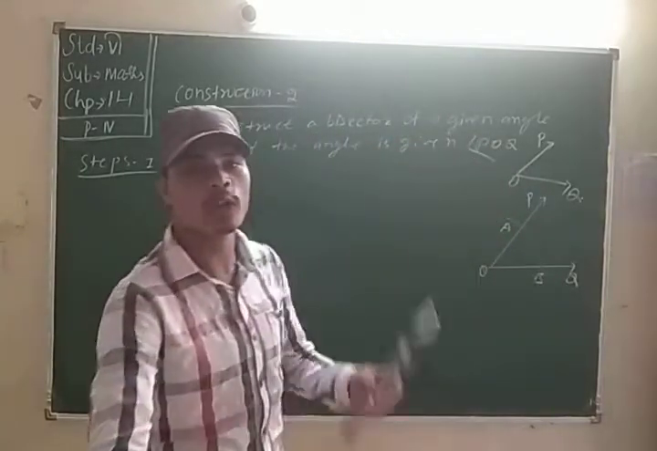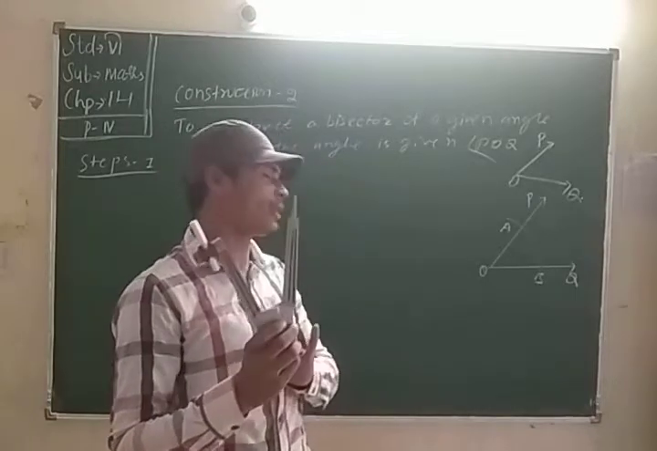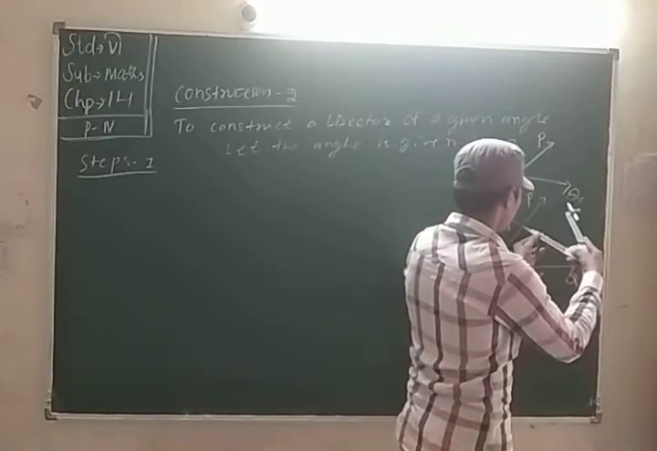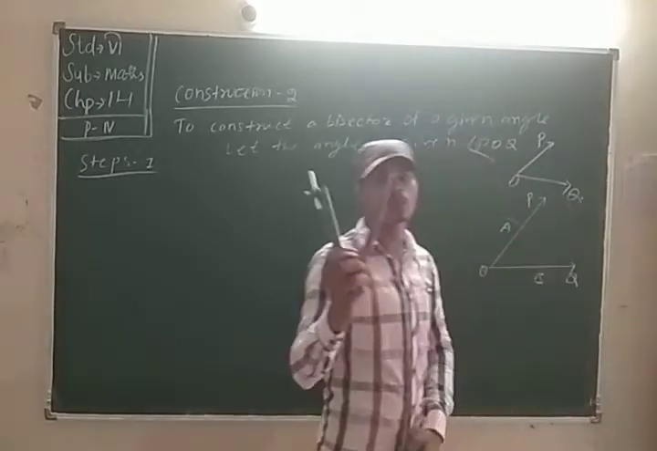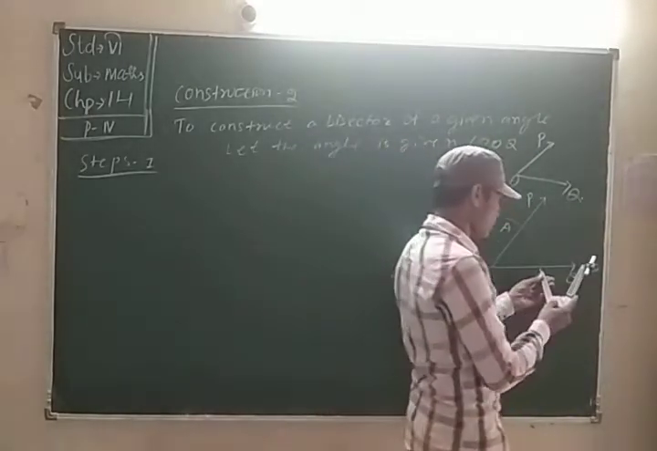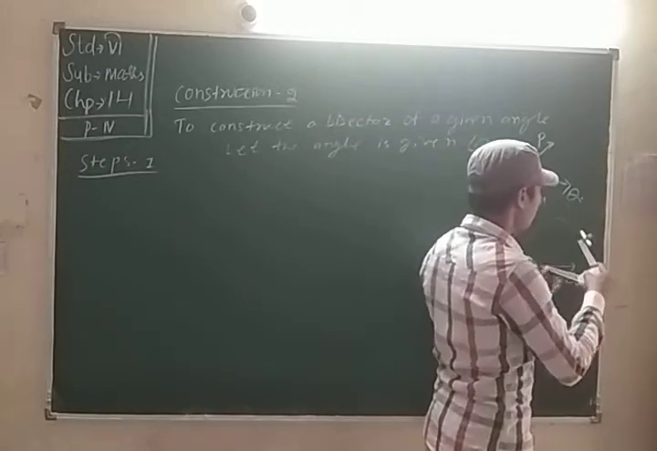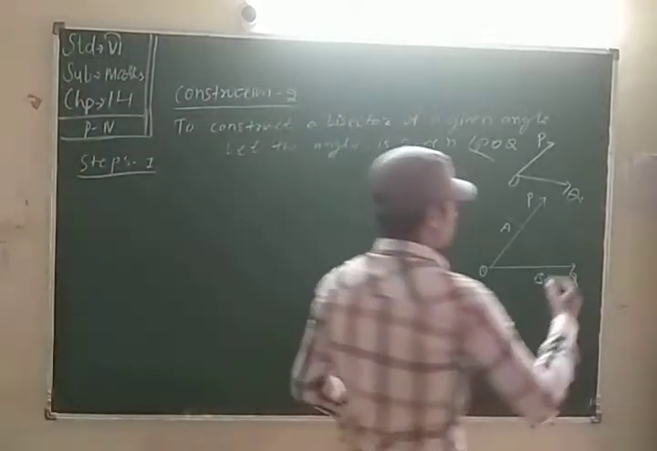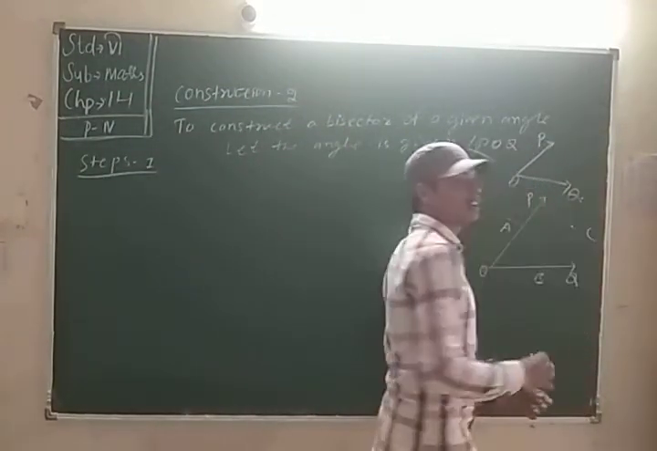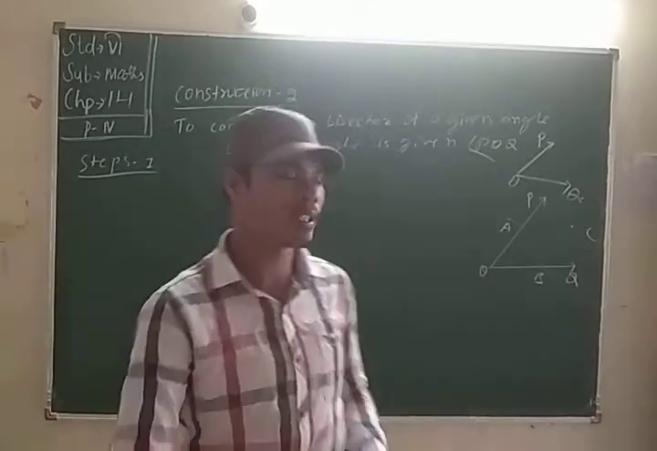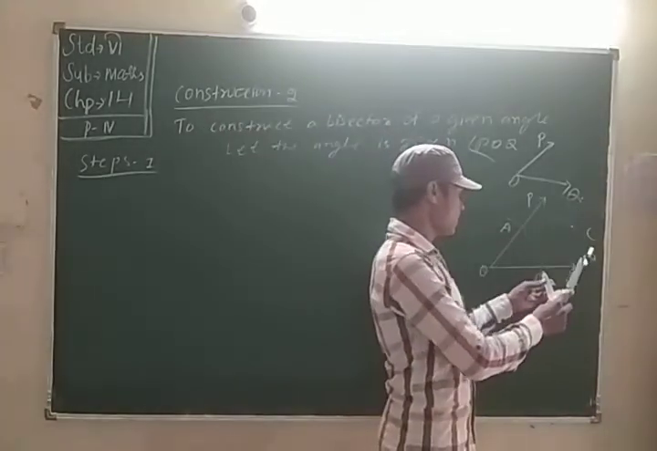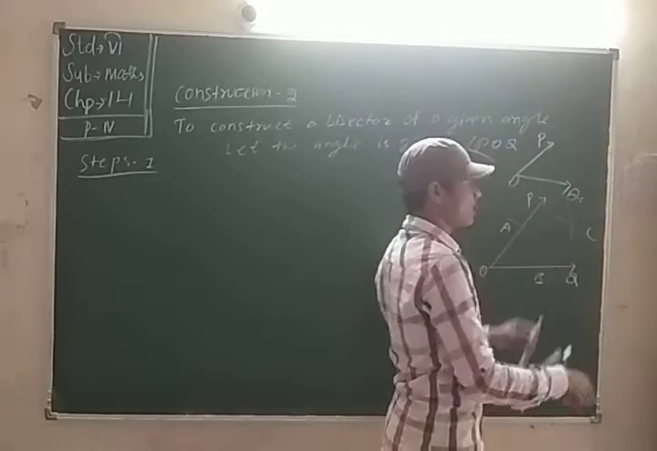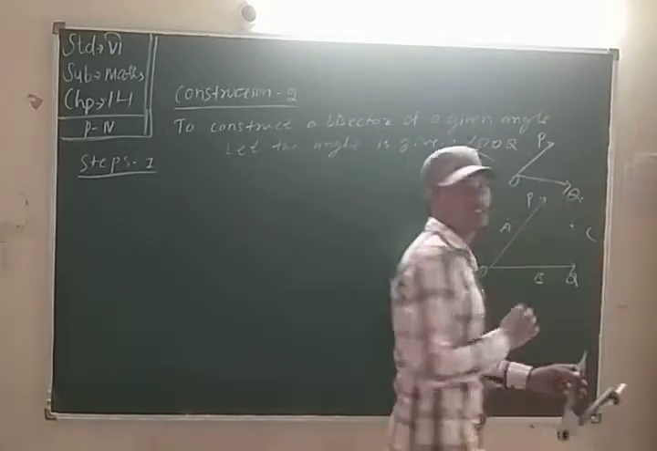Then you don't change the compass; the arc radius will be the same. Taking center A, draw another arc, and with the same compass, taking center B, draw another arc. If both arcs cut each other at a new point, give that point the name C.